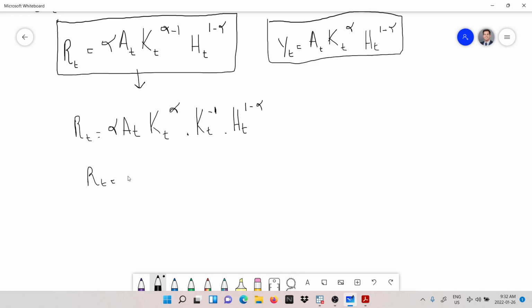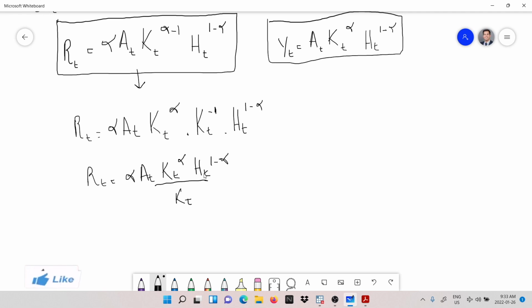So we are left with KT^alpha HT^(1 minus alpha), and then we can just put that KT in here. Okay, so why did we do this? Because we have the minus 1 in here, so it's the same as just putting this dividing.